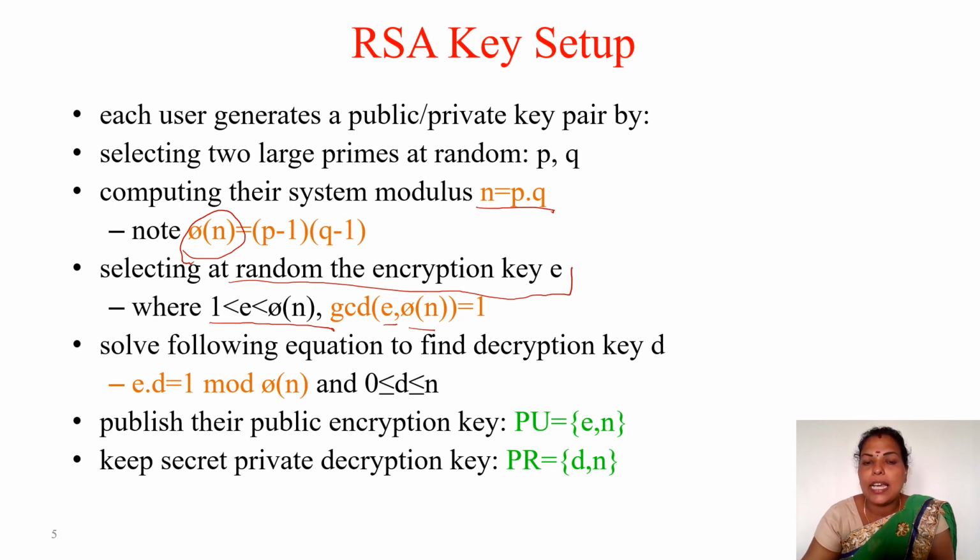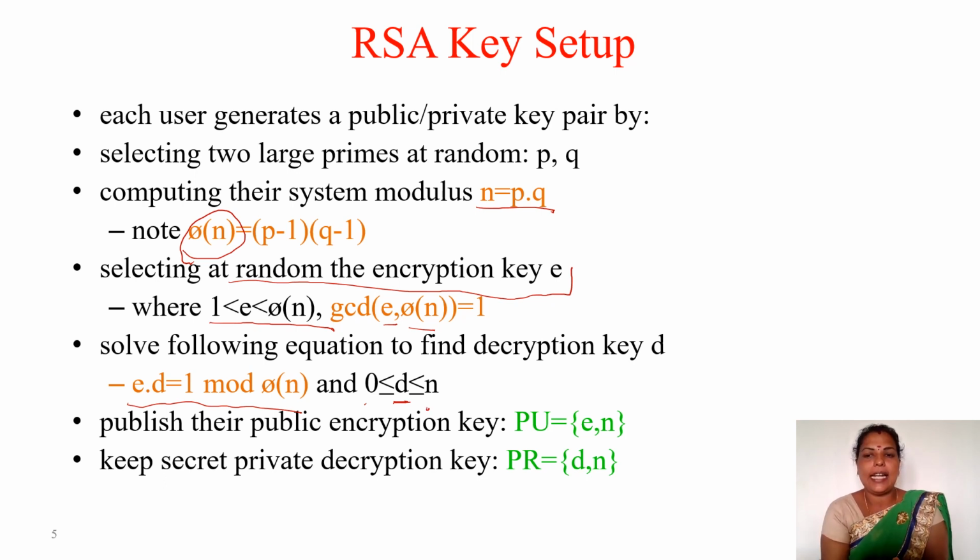Then we are solving the equation to find the decryption key D, that is E into D. Using this formula, we are computing the D value, that is E into D equal to 1 mod φ(n). And here also we have to check the condition that D lies between 0 and n.